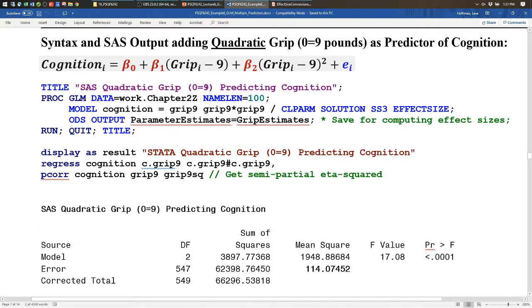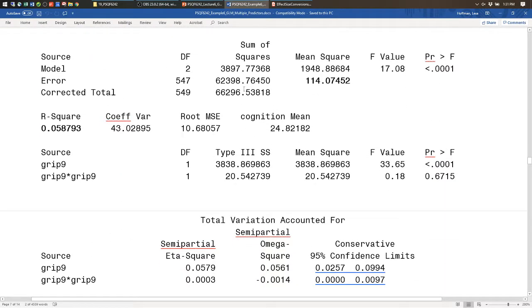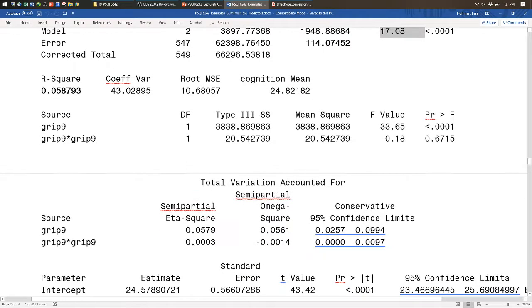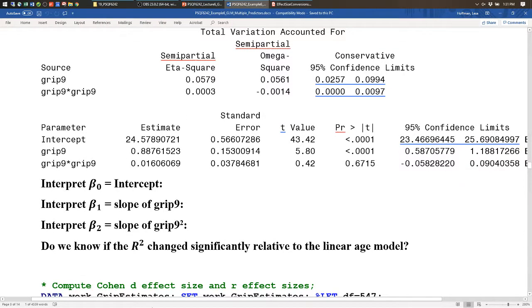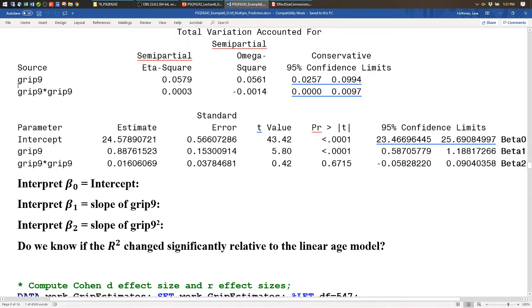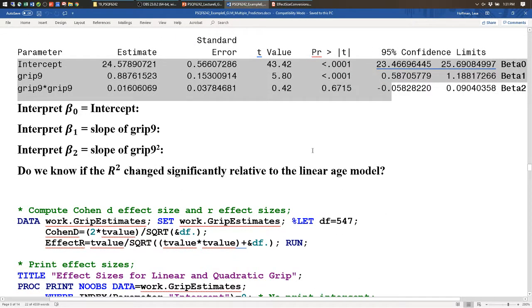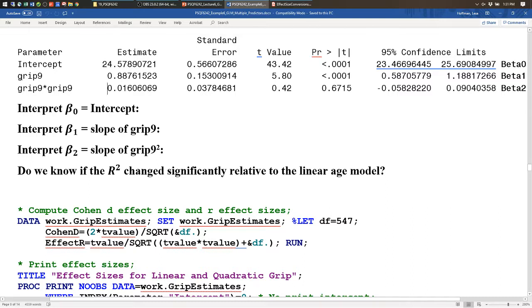Grip strength quadratic. Same question, do we need to make the line a little bendy? Two slopes now. My F is smaller as a result of it trying to figure out information for each. R square is increased by a little tiny bit. Semi-partial eta square, the linear coefficient for grip, the linear slope is responsible for 5.8% of my R square. The quadratic is a tiny little bit here.